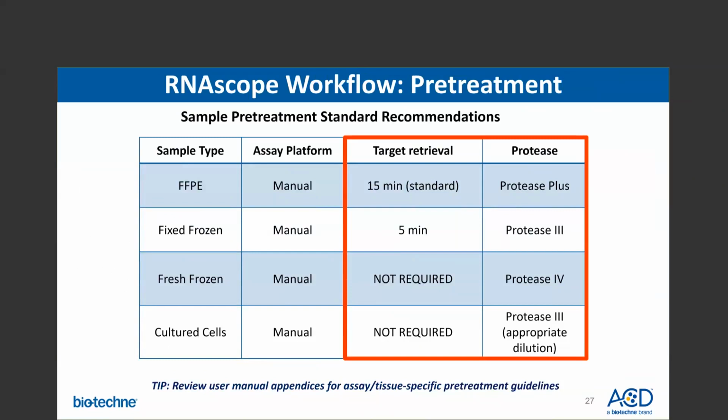For fresh frozen samples, since these are not fixed, they would not require target retrieval to reverse the formaldehyde cross-links, but they would get Protease IV, which is our strongest protease for pre-treatment. And finally, for cultured cells, again, since these are not fixed, no target retrieval or antigen retrieval is required, but you would use Protease III with an appropriate dilution to figure out which dilution works best for your particular cell type.